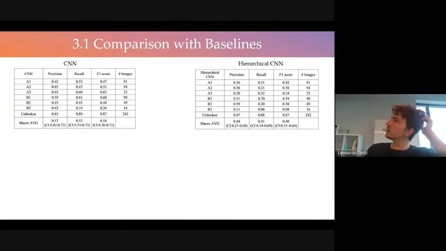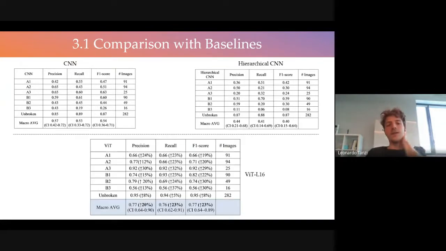I will go fast. These are the results of the two baselines. We're not using accuracy because the dataset is super imbalanced. And the hierarchical CNN performed way worse than the normal one. We were actually a bit surprised about it, but then we realized that it actually makes sense. And these are the results with the vision transformer. The improvement is around 20% for all the metrics. And we used at the end a ViT L16 implementation.